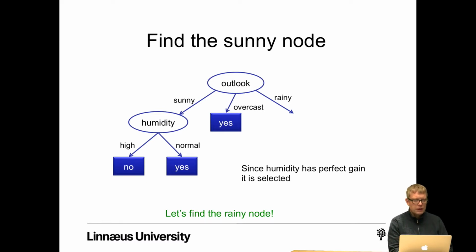So if outlook is sunny, we check the humidity. If humidity is high, all of these examples are classified as no. If humidity is normal, all these examples are classified as yes. And now we only need to find the rainy branch.